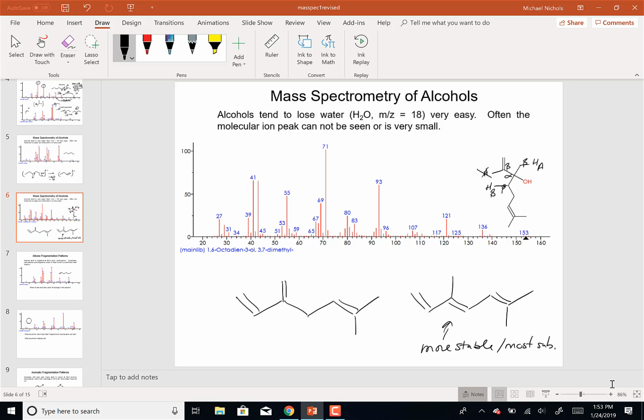All right, so again, you have to take an IR to know that there's an OH in there, to know that the 136 is not the molecular ion. 136 plus 18 is.